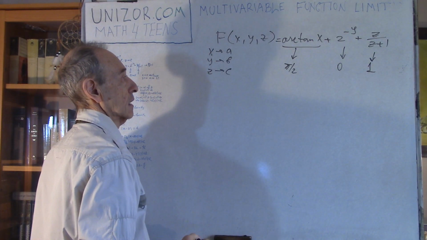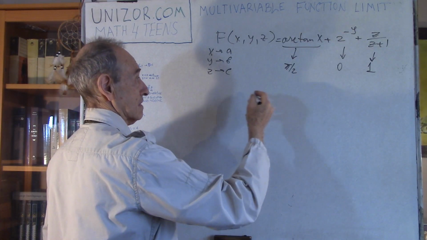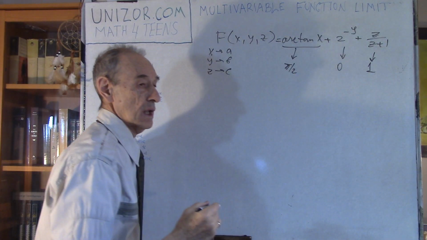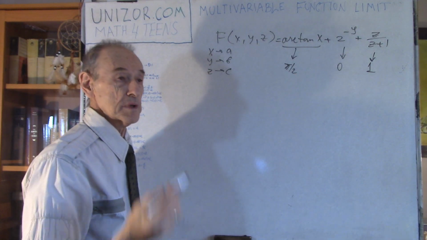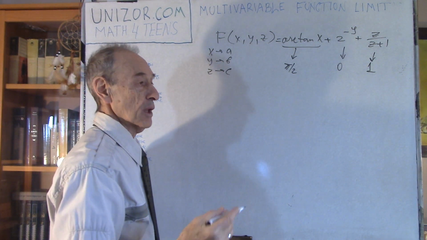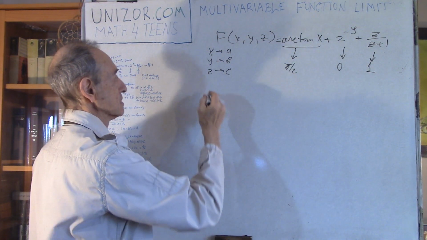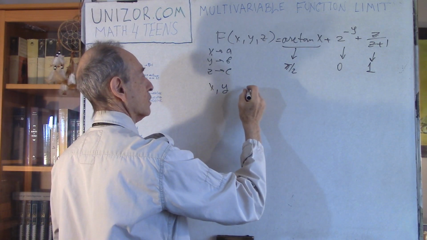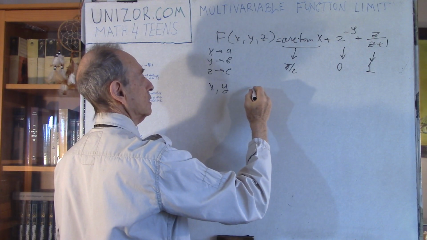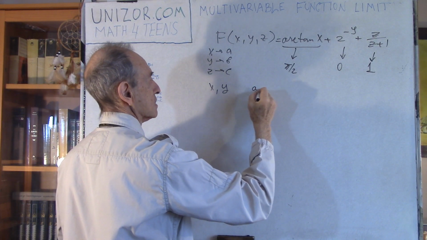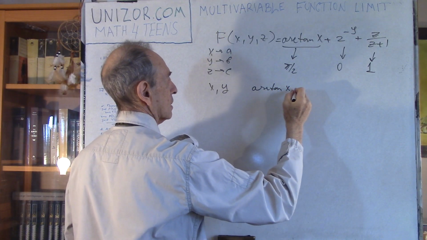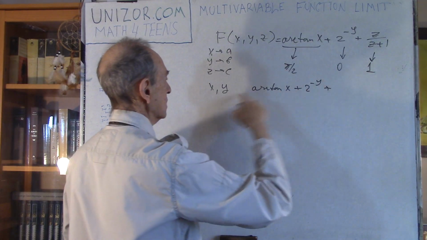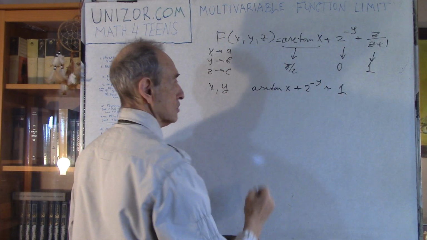Okay. Now, it looks like the limit of this thing would be pi over 2 plus 1. But is it important how we check this particular thing? Well, the way to do it is, okay, let's just fix x and y and do only by z. So what will be the result? The result would be the function arctangent x plus 2 to the minus y plus, and if z goes to infinity, that would be 1. So we start from z.